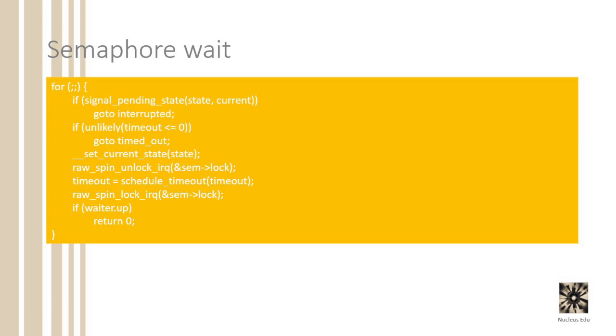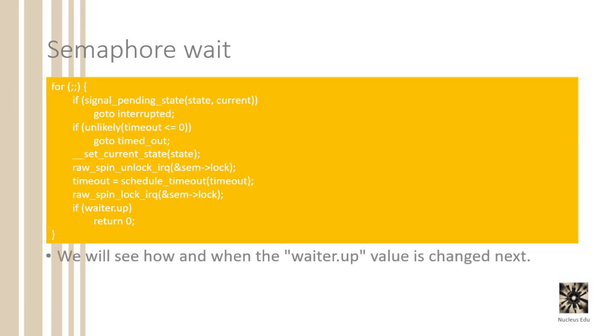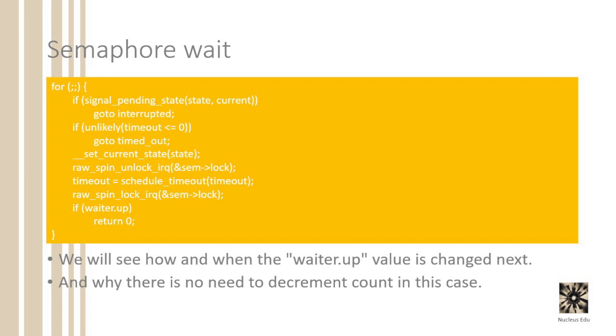Next, when the task waiting for the semaphore comes back and starts executing again, when it's preempted in, it's going to start by taking the spin lock again and then checking this waiter.up variable. We will see how and when this waiter.up gets changed when we discuss semaphore unlock. And one more thing to notice here is that in this path, the task which is waiting is going to get the semaphore but will not be doing any decrement. We're going to see why as well.